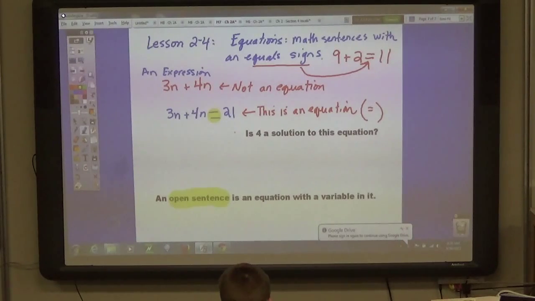Correct. An equation, 7th graders, is a math sentence with an equal sign in it. And that's what lesson 2-4 is about.